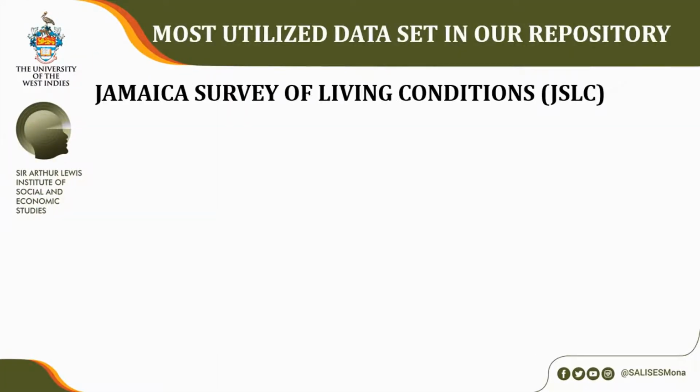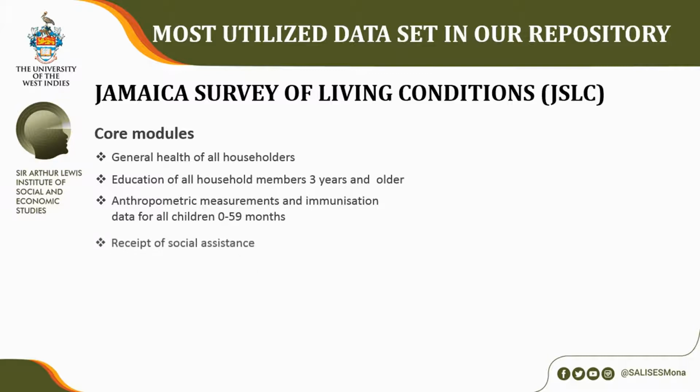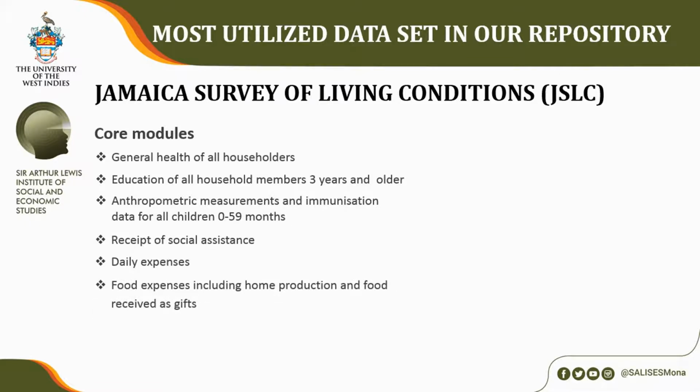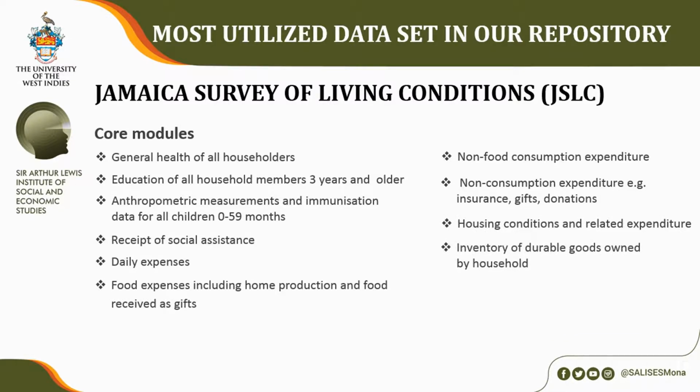The core modules of the JSLC are: General Health of all householders, Education of all household members 3 years and older, Anthropometric measurements and immunization data for all children 0 to 59 months, Receipt of social assistance, Daily expenses, Food expenses including home production and food received as gifts, Non-food consumption expenditure, Non-consumption expenditure, for example, insurance, gifts, and donations, Housing conditions and related expenditure, Inventory of durable goods owned by household, Miscellaneous income received by household, and household roster of all members.